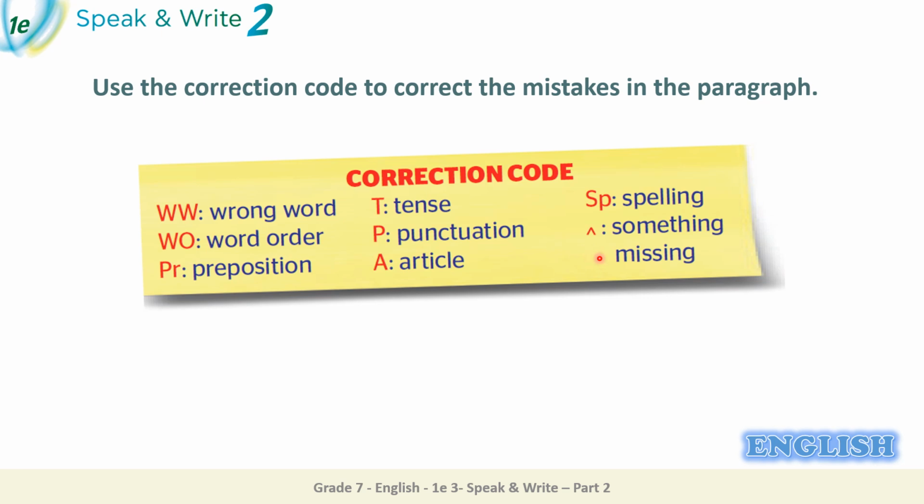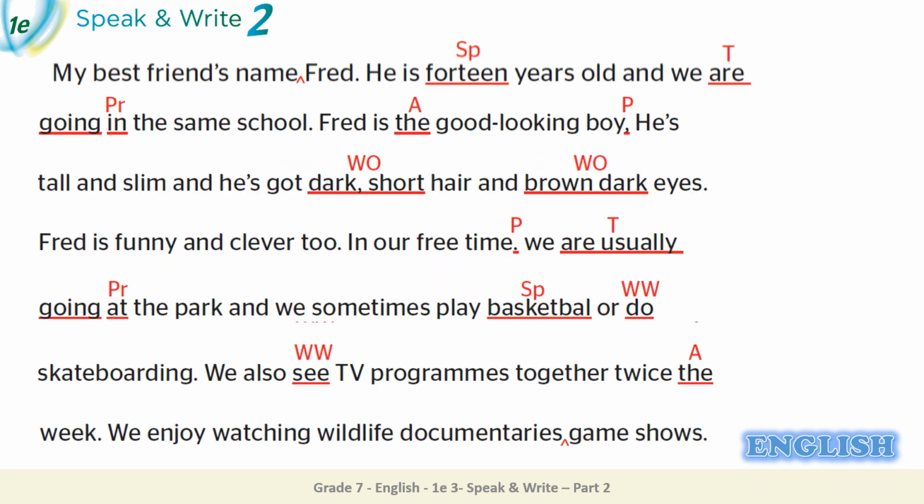Now, the last one, which is this small sign, which looks like an arrow pointing up, means that there is something missing. There is a word or a term which is missing, and you have to figure out what it is and then add it to the sentence. Let's start correcting the mistakes. But remember, you can pause the video, complete the task, then come back and check your answers. Go ahead.